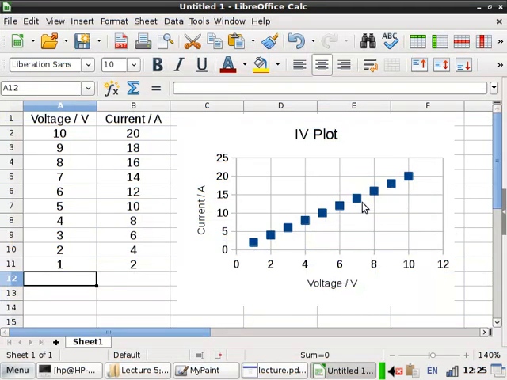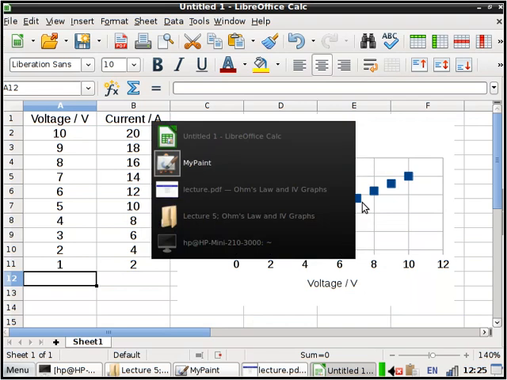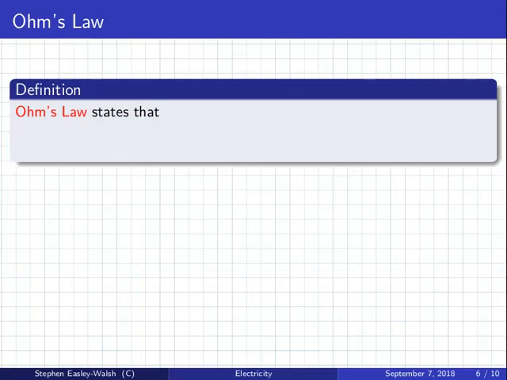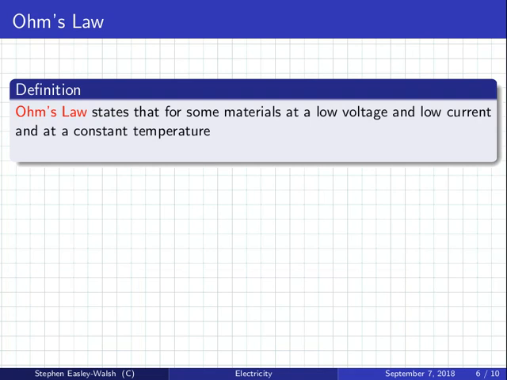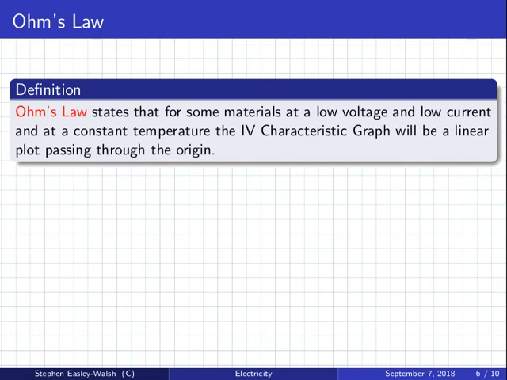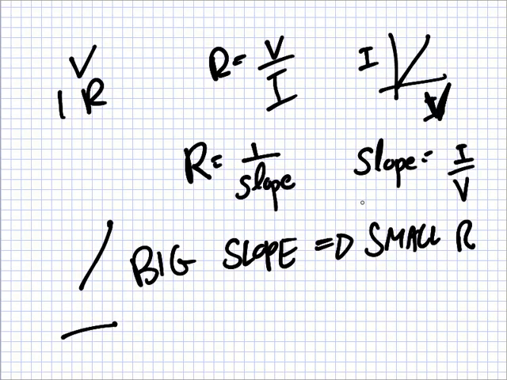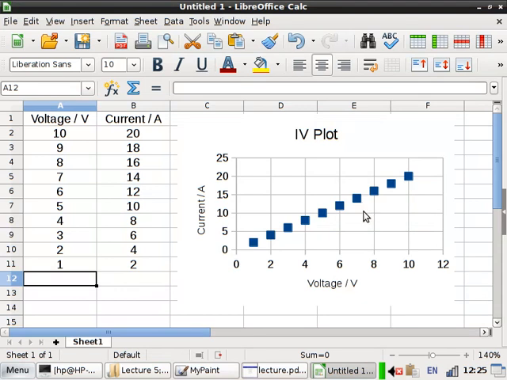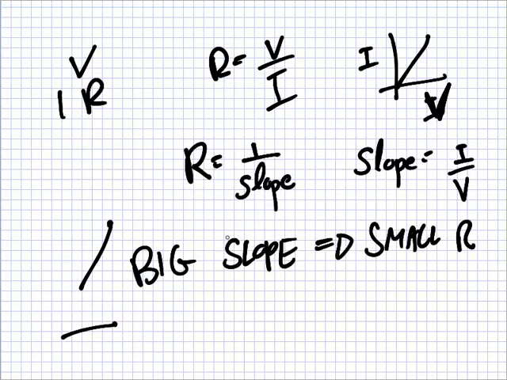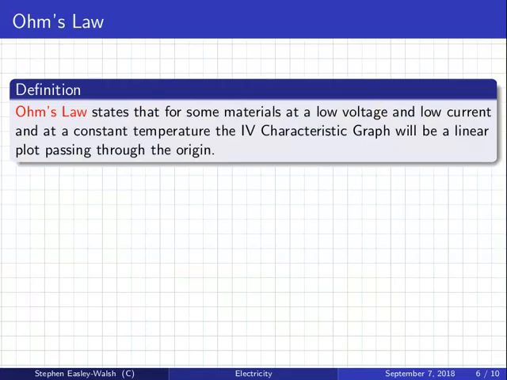Now, this is linear, and actually that's a law. It's called Ohm's law, and Ohm's law states that for some materials at low voltage and low current and a constant temperature, the graph will be linear. So this here is an example of Ohm's law. If the voltage and the current are small and the temperature is constant, then for some materials the graph will be linear, passing through the origin, which is exactly what you have here. This is Ohm's law.